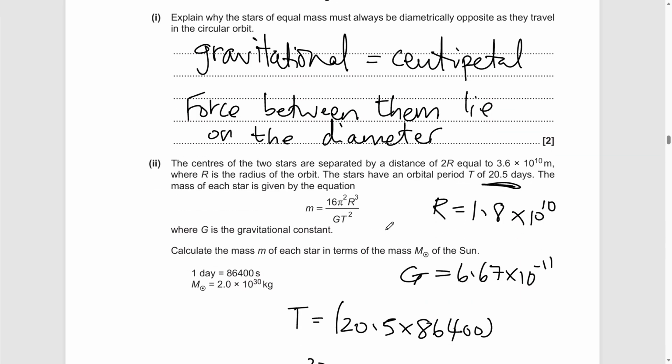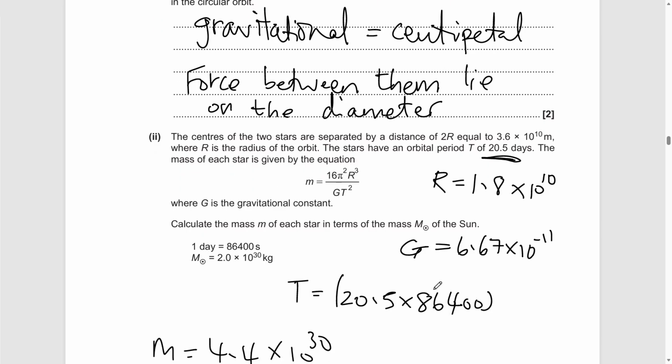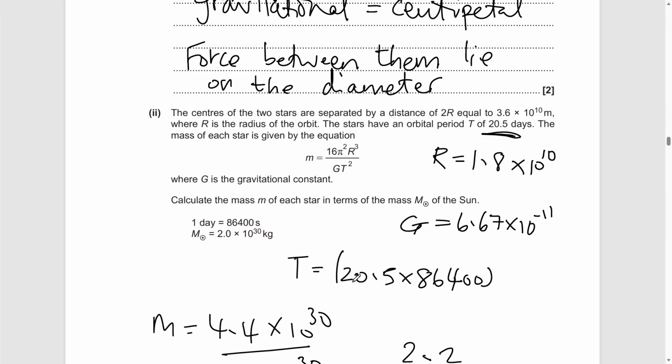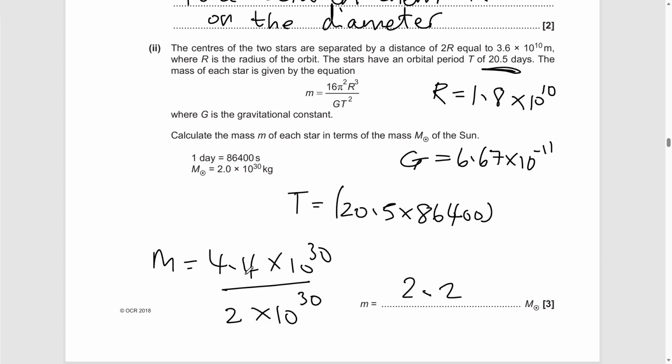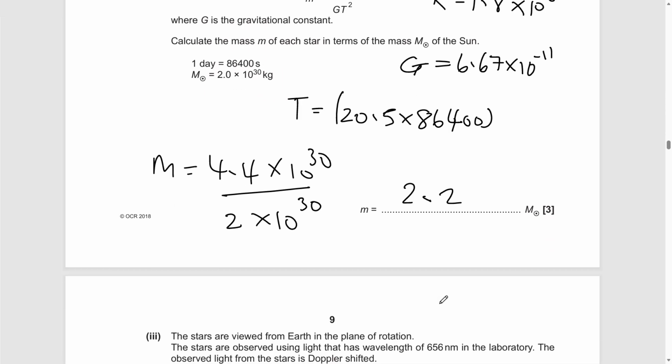For this question, you're given all the data already, so you need to work out R. You're given 2R, so just work out R, that's half of that. You know that G is 6.67 times 10 to the minus 11. The period, convert the period into seconds, and then rearranging, you get m equals 4.4 times 10 to the 30. But because it's asking you for in terms of the mass of the sun, you're given the mass of the sun, just divide the two numbers together, you get m is 2.2.